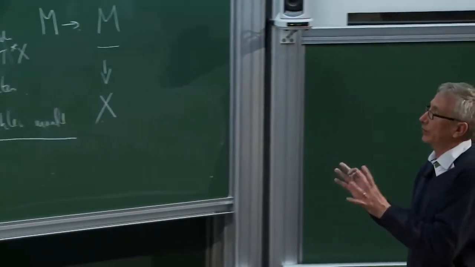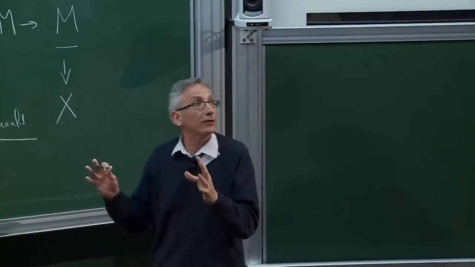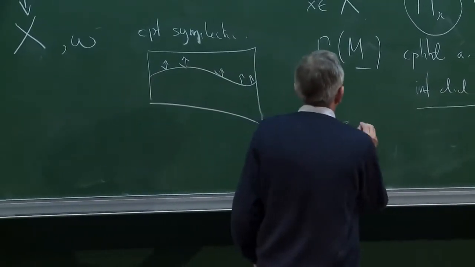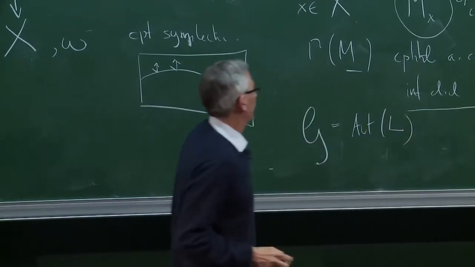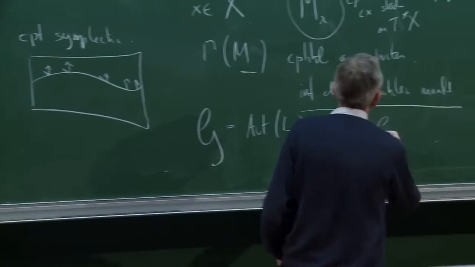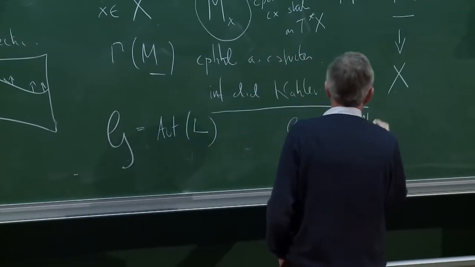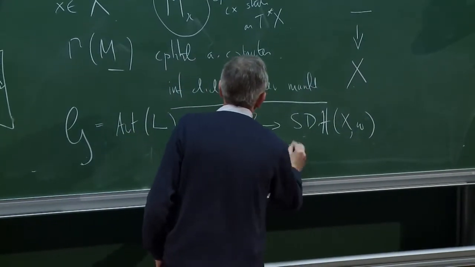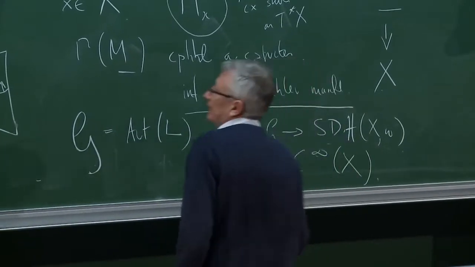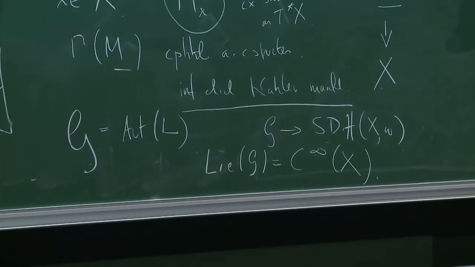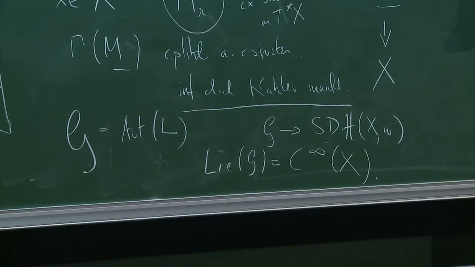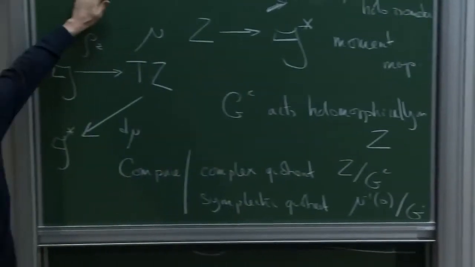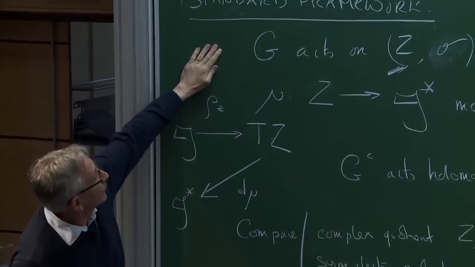But it means that the Lie algebra of G is the whole space of functions, because we don't have to divide by the constants. So G maps to Sdiff(X, omega), and the Lie algebra of G is the functions on X. So that's good. We're in this sort of standard picture, at least if we're willing to allow infinite dimensional spaces.